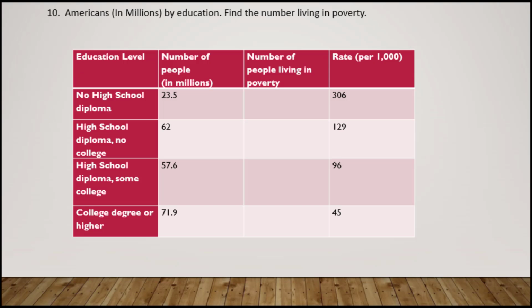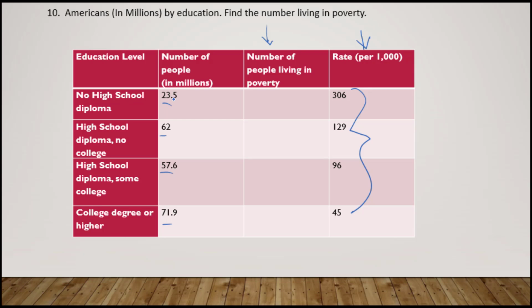Okay, so here we're going to look at that again. We're going to look at poverty levels, number of people living in poverty, and we're given a rate per 1,000 instead of a percentage. So these are the different levels of education and the corresponding number of people that represents and the rate living in poverty. And I think you can see that as you have more education, the rate goes down, especially nowadays.